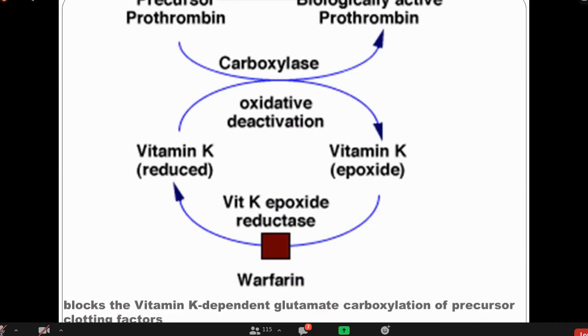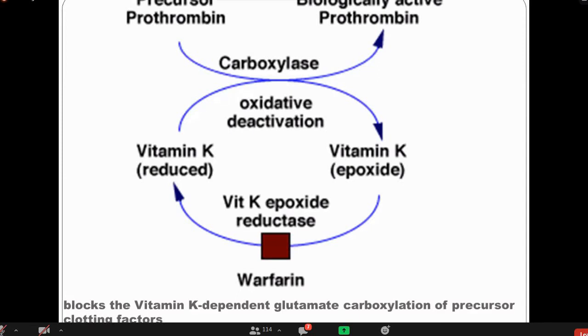So this is one of the diagrams. This is one of the slides in which we can explain the mechanism of action of warfarin. This is important. How is it going to produce anti-clotting activity? Vitamin K dependent clotting factors are synthesized in the liver. And what are those clotting factors? Factor 2, 7, 9, 10. These are the clotting factors synthesized in the liver, and their synthesis is dependent on vitamin K.